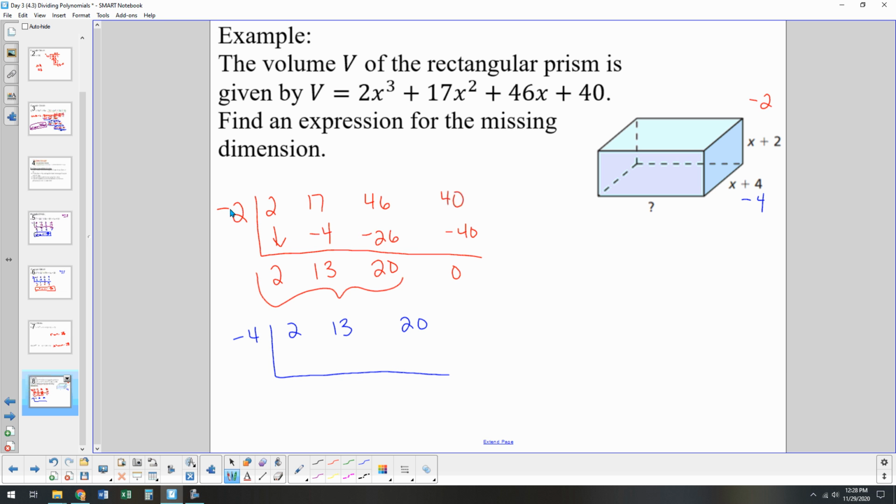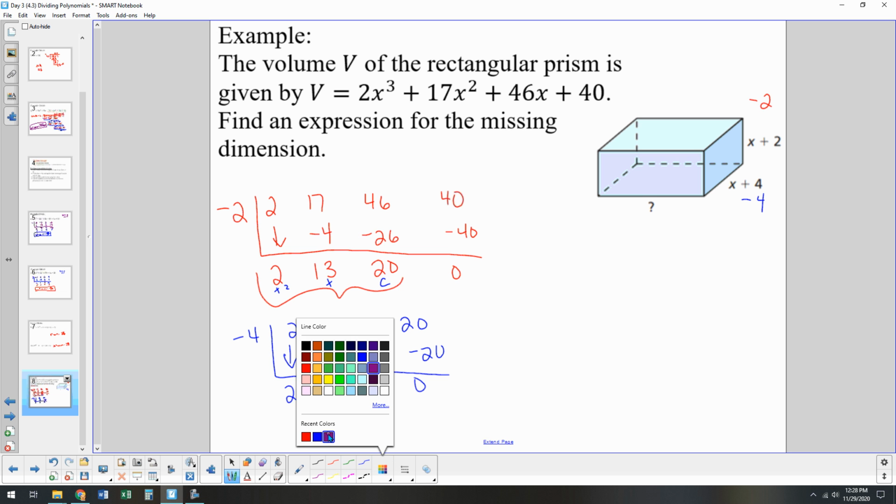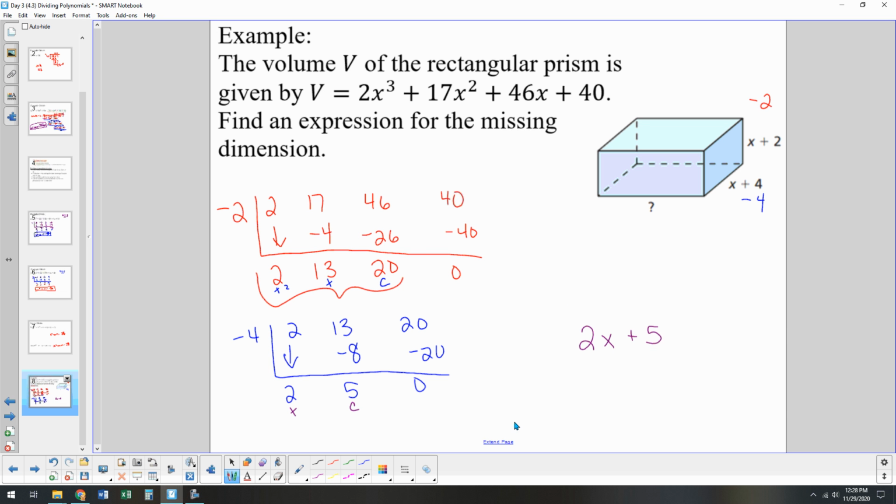I'm just going to use these three. I've already taken out the x plus 2 using negative 2. This is the remaining polynomial. Now I'm going to take the x plus 4 out of this polynomial. So we get negative 8, 5, negative 20, 0. So again, x plus 4 was in fact a factor of that. So what I'm left with is now I've gone down from x cubed. This first part was x squared, x, constant. And now I went down one step further. So instead of x squared, it's x and constant. So my answer would be 2x plus 5. That was my missing expression. All right, and that is it for dividing polynomials.